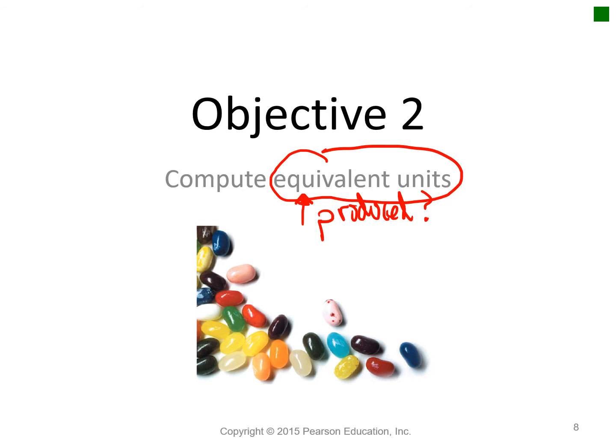So equivalent units of production. I wish they would call it equivalent units of production. That would actually be a better title for it. But at the end of the day, it's cut off, and they'll say calculate the equivalent units.